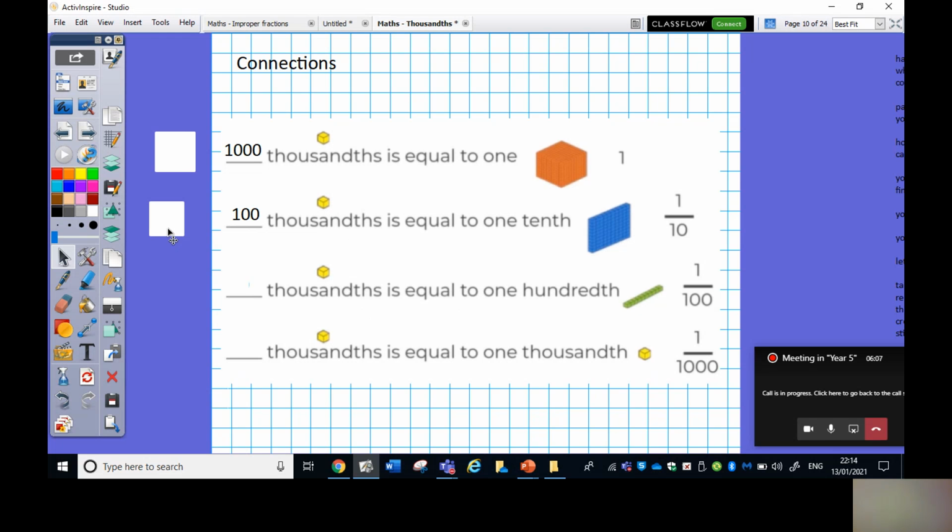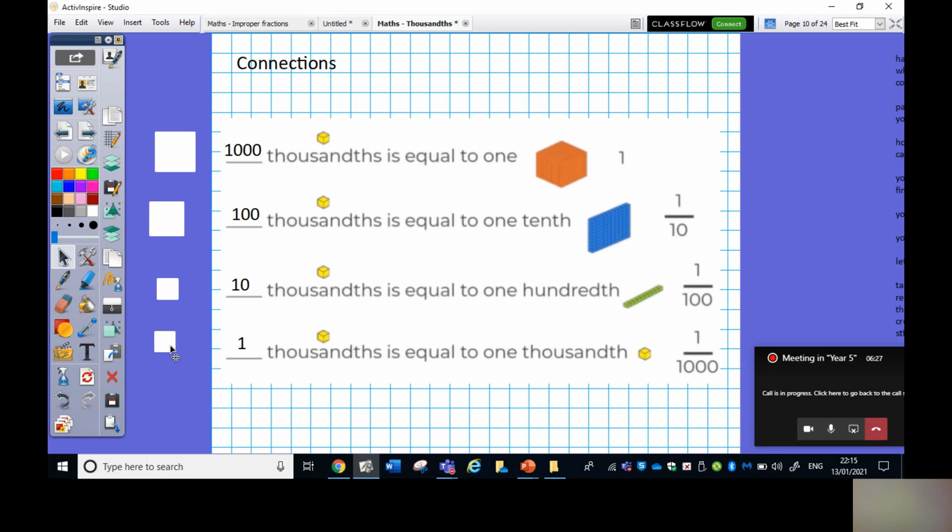Well done. Now you say the number and I say the sentence. Thousandths is equal to 100th. And the last one, let's say it together. 1, 2, 3. 1,000ths is equal to 1,000. Now, take a moment to look at the relationship.